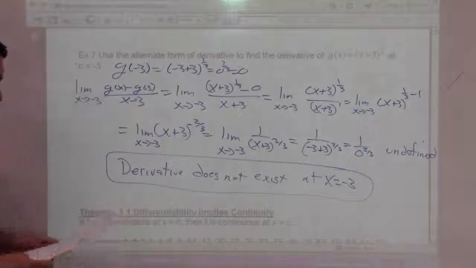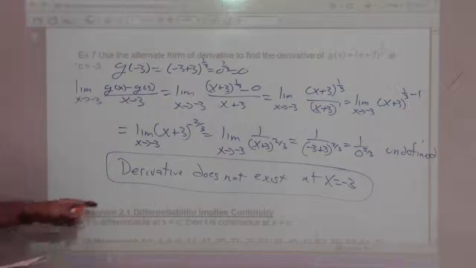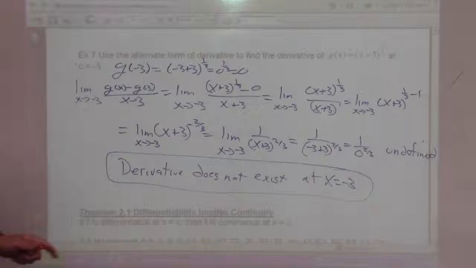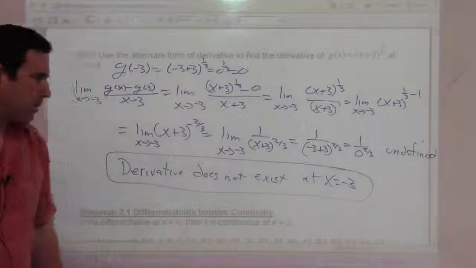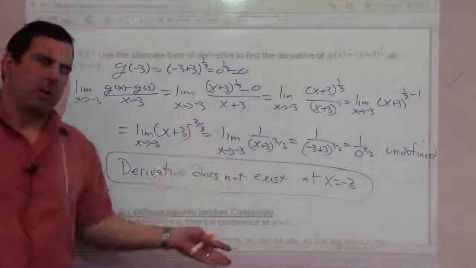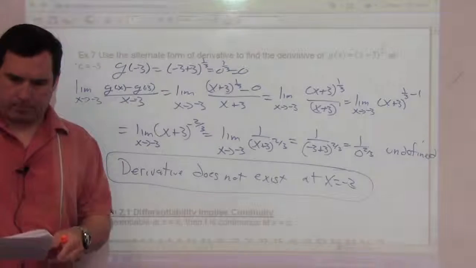Okay, and that'll do it for that part. Theorem 2.1, differentiability implies continuity. If f is differentiable at x equals c, then f is continuous at x equals c. So if it's differentiable, then it is continuous.